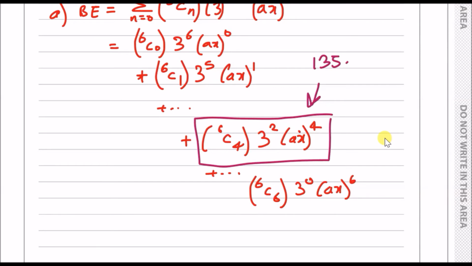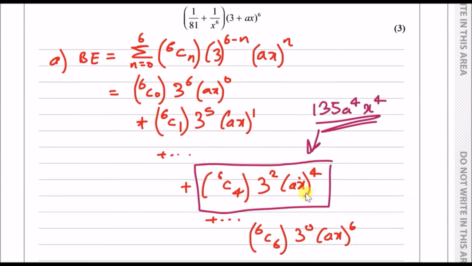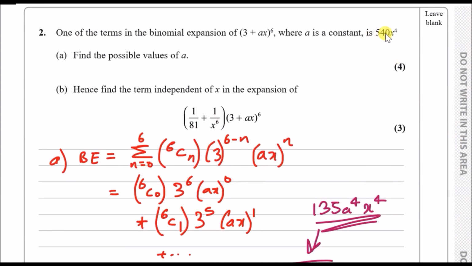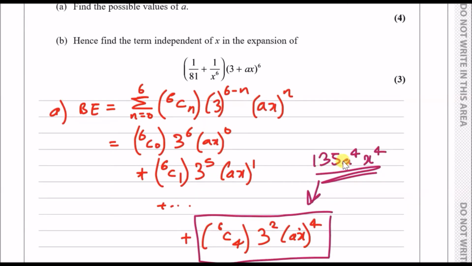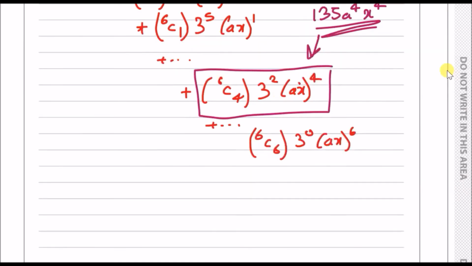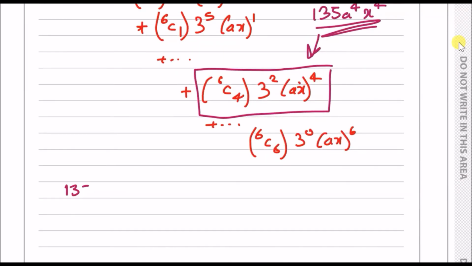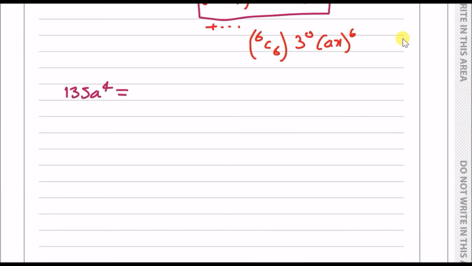You get a to the power 4, x to the power 4. Now looking at this carefully, you've got 540 x to the power 4 and 135 a to the power 4 x to the power 4. So just equate them. The coefficient of x to the 4th is 135a to the fourth, so 135a to the fourth must equal 540. And then you just rearrange this and solve.